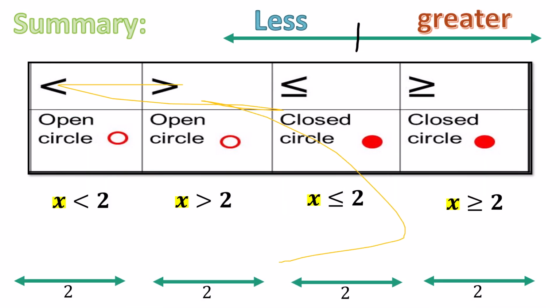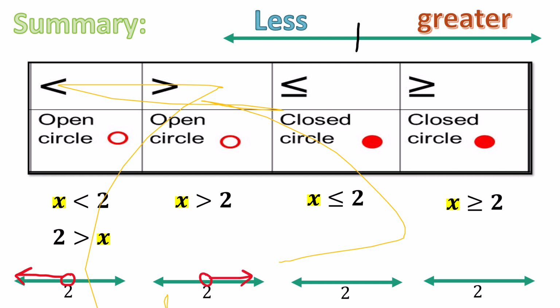So quickly, to summarize, less than is always to your left, greater than is always to your right. The open circle shows less than or greater than. A closed circle is always represented by the equal sign as well. So you can pause the video and check if your practice is correct.